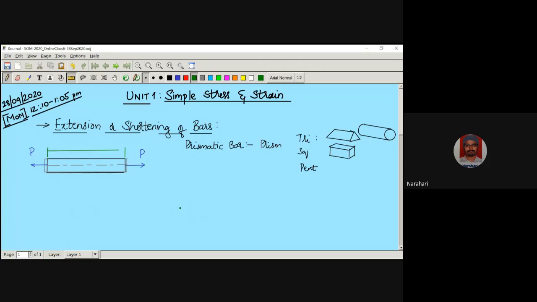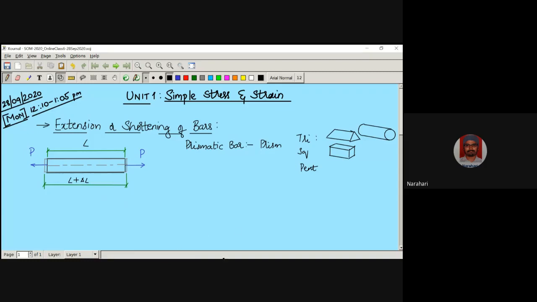So let us say this is L. After the load, it becomes L plus delta L.